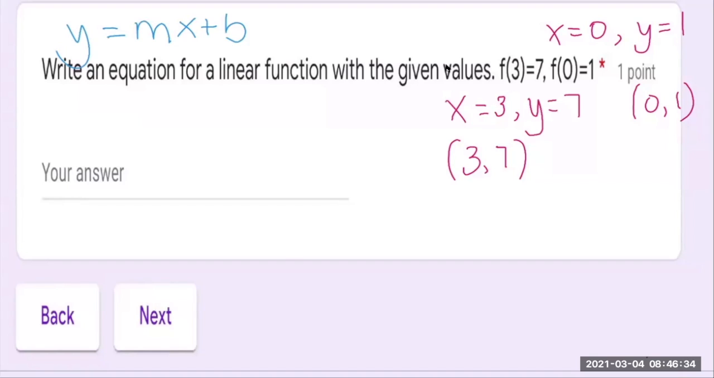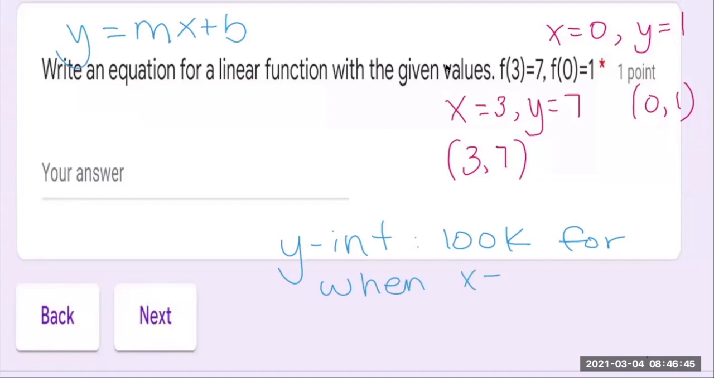So y-intercept, look for when x equals 0.